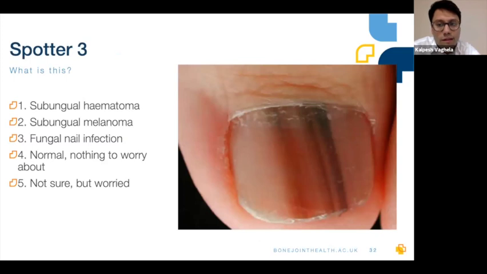What do you think this is? Somebody presents with a funny looking nail. Are you worried? Not worried?